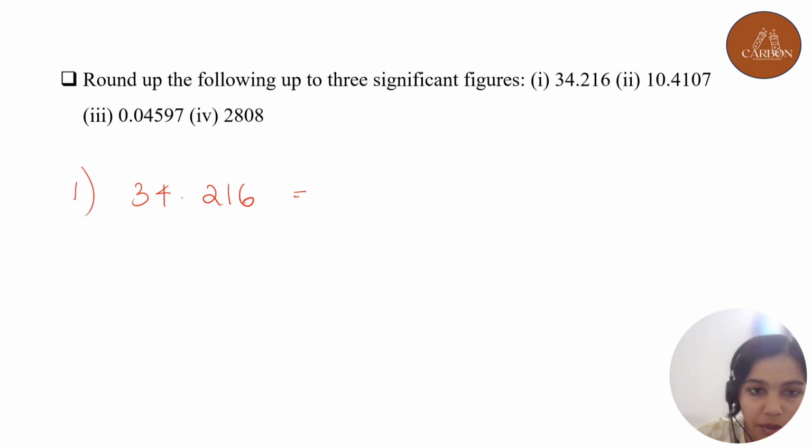Here, in 34.216, the digit coming after the 2 is 1, which is less than 5. So we can write this as 34.2, because it's less than 5. Get it?